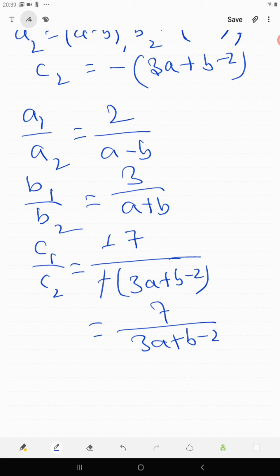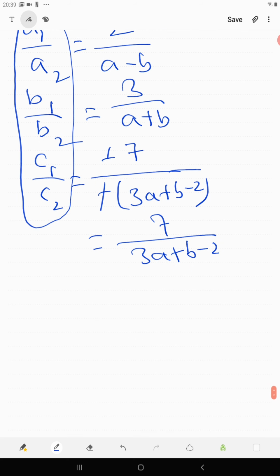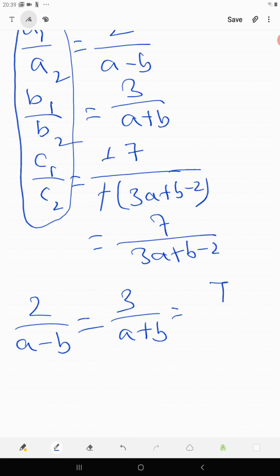So to get the value, if it has infinitely many solutions, all these ratios should be the same. That means 2 by a minus b equals 3 by a plus b equals 7 by 3a plus b minus 2. This should be the case.